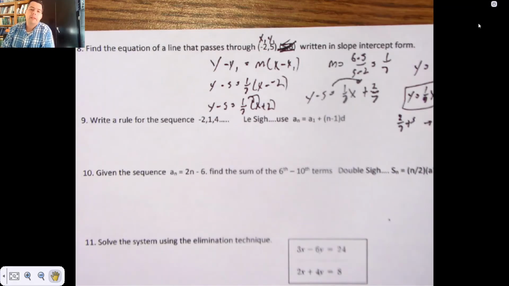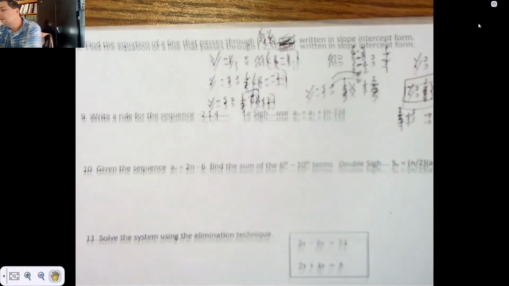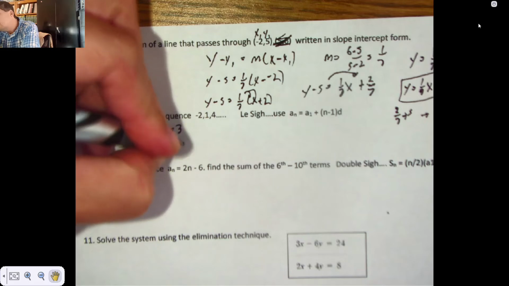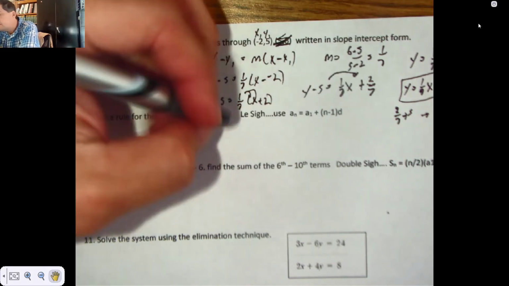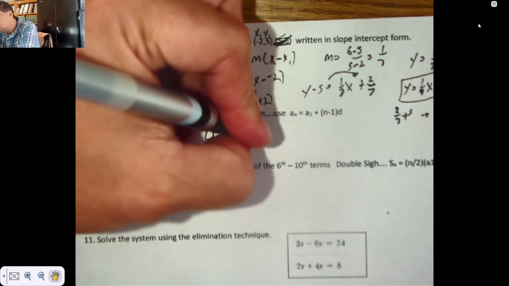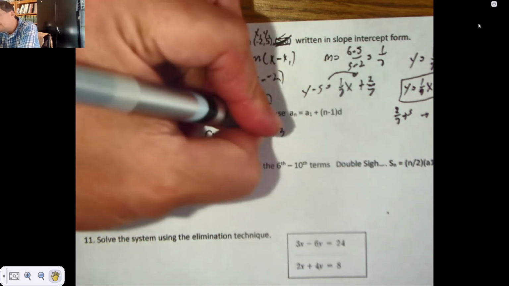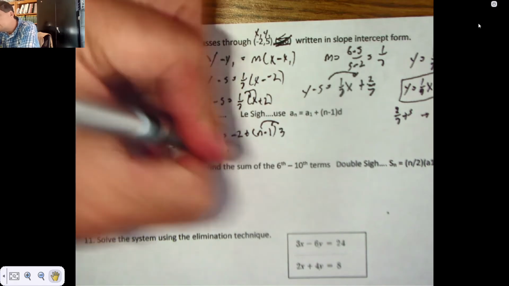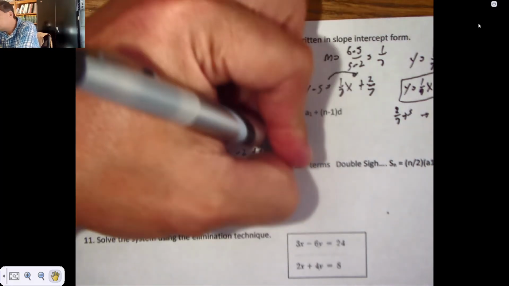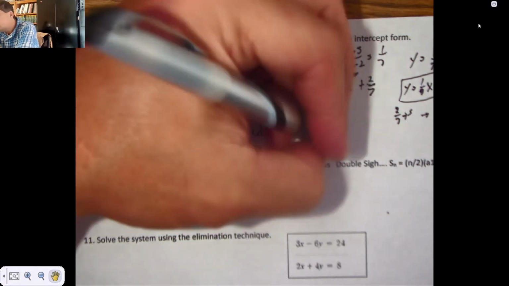All right, we got a formula here. Write a rule for the sequence -2, 1, 4. I even gave you the form, so it shouldn't be hard. I noticed that the difference is 3 and that the first term is -2, and I just plugged it into that thing right there and I'm done with it. A sub n is -2 plus n minus 1 times the difference of 3. I get to invoke the distributive property. And then I combine like terms. A -2 and a -3 makes -5.